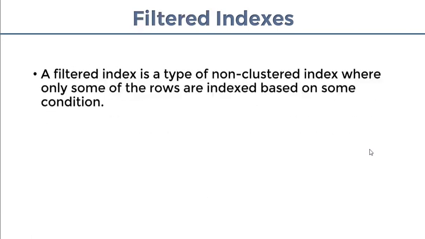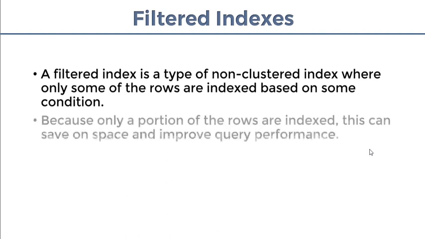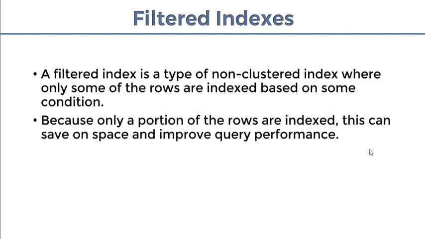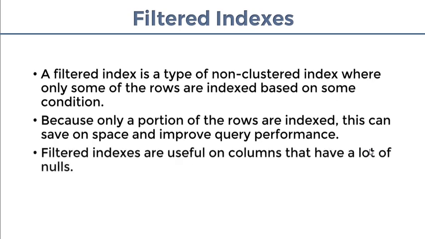Let's take a look at another type of index, which is called a filtered index. A filtered index is a type of non-clustered index where only some rows are indexed based on some condition. Because only a portion of rows are indexed, this can save on space and improve query performance. Filtered indexes are useful on columns that have a lot of nulls.